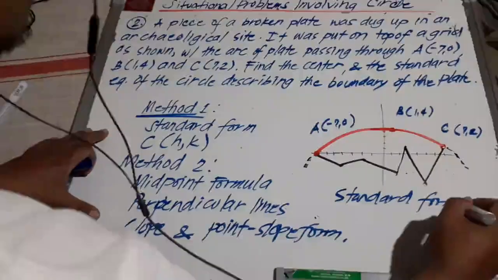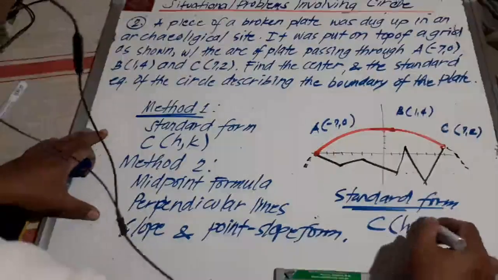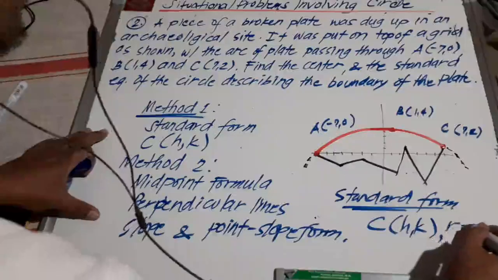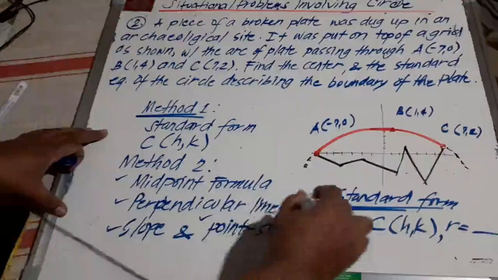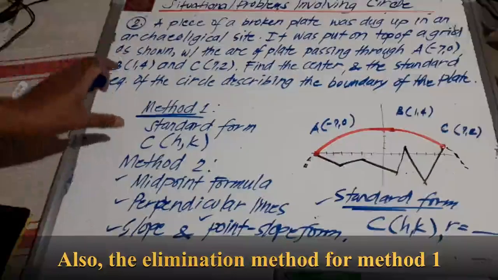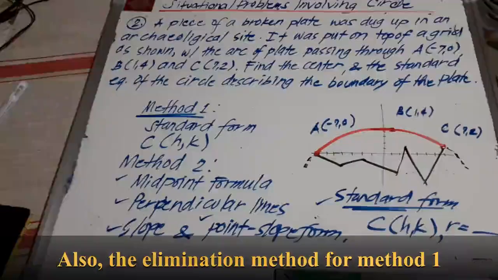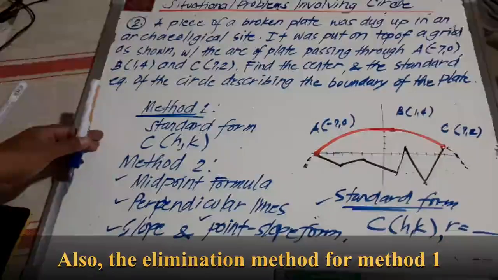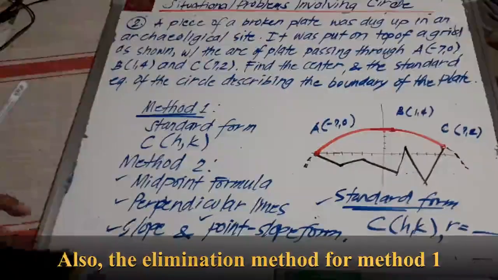Once na nakuha na natin yung center, o nalocate na natin yung (h, k), and then, alam na natin yung length ng radius. So, 1, 2, 3, 4, 5. Pero dito, standard form lang, pero napakahaba ng solution. So, isolve muna natin tong problem na to base dun sa method 1 na sinasabi ko. Okay. So, tanggalin ko to.